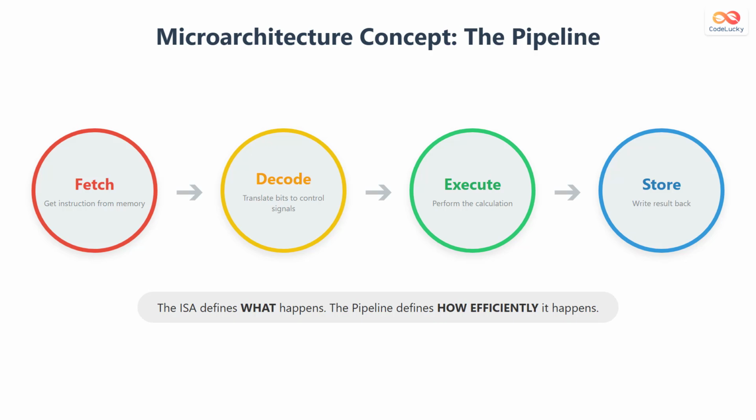One key part of microarchitecture is the pipeline. While the ISA says, execute this instruction, the microarchitecture breaks that down into efficient steps: fetching the instruction, decoding it, executing it, and storing the result. A smart microarchitecture can overlap these steps to run much faster, processing millions of instructions per second.